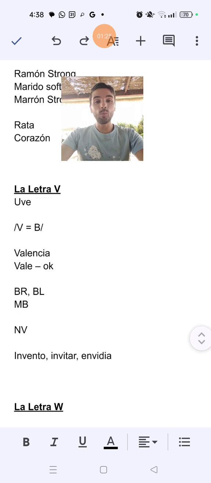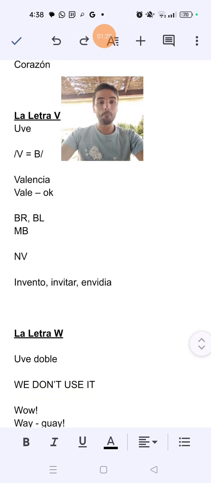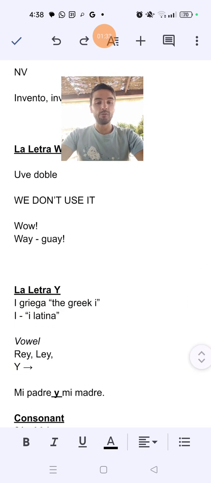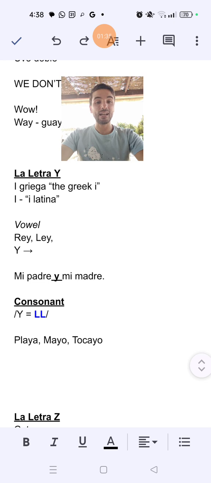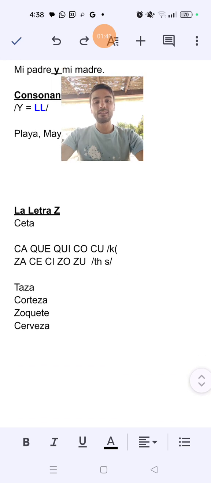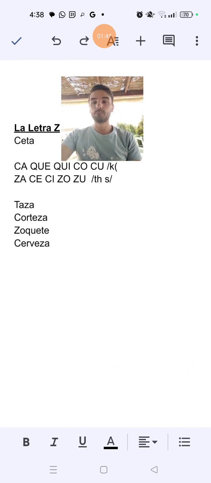La letra V sounds same as the B, vale, venga, vamos. La letra W, we don't use it. And la letra Y, it can act as a consonant and as a vowel. And lastly, la letra Z, za, zo, zu.